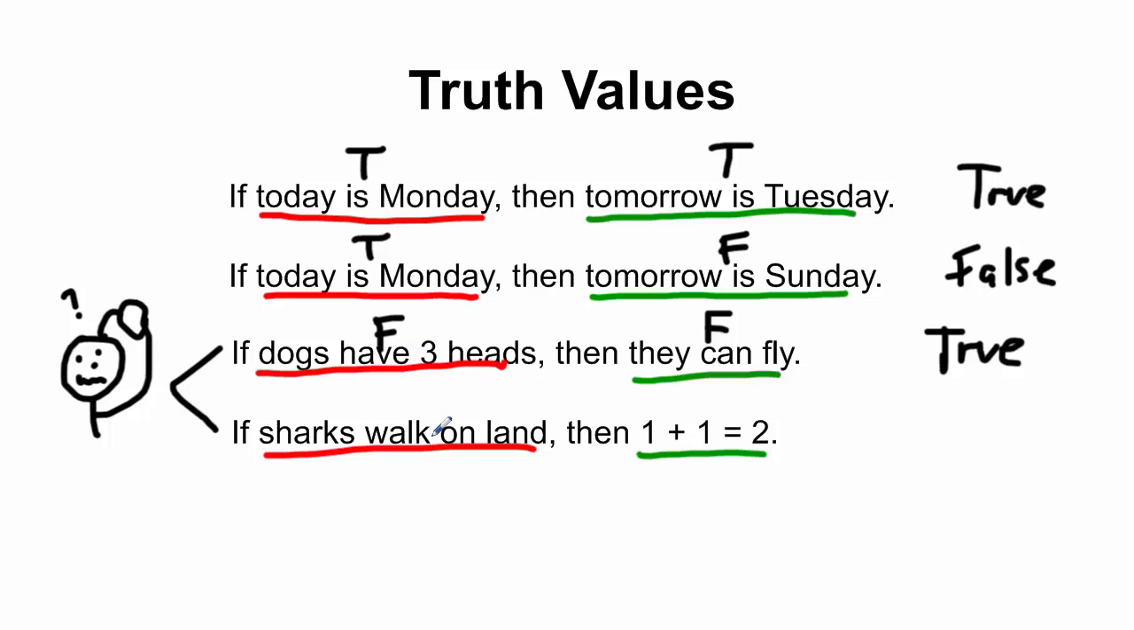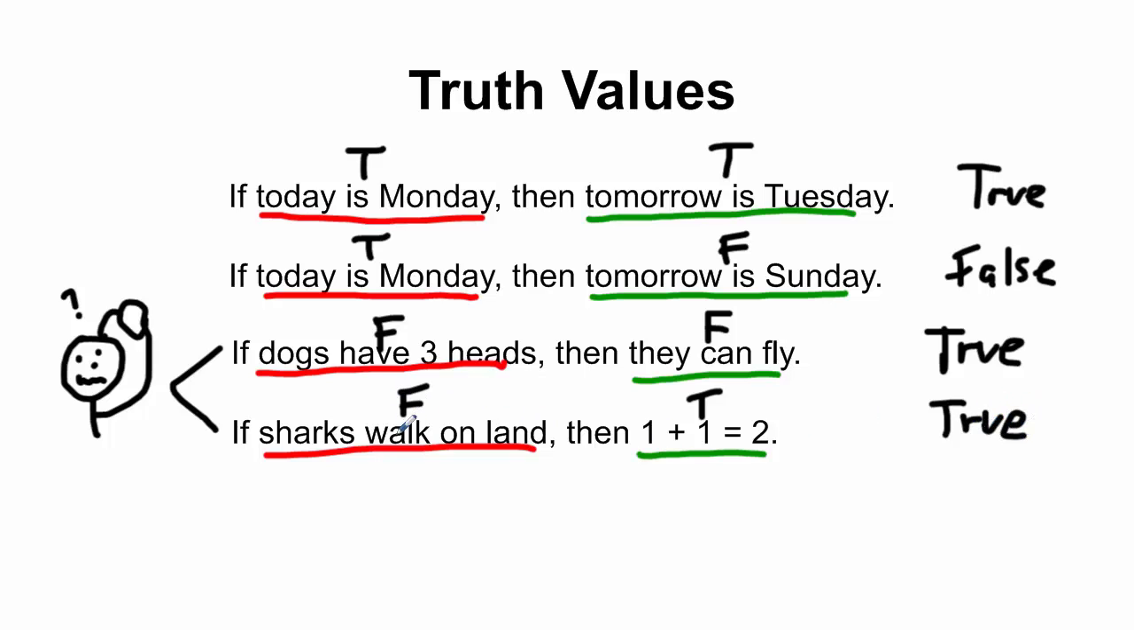And then the last one. If sharks walk on land, then 1 plus 1 is 2. So if sharks walk on land, will that ever be true? Can I consider that when it's true? No, right? Sharks cannot walk on land. The hypothesis is false. And then my conclusion, then 1 plus 1 is 2. Well, that in this case is actually true. Okay, so I have a false hypothesis, true conclusion, and the truth value here is actually true as well.